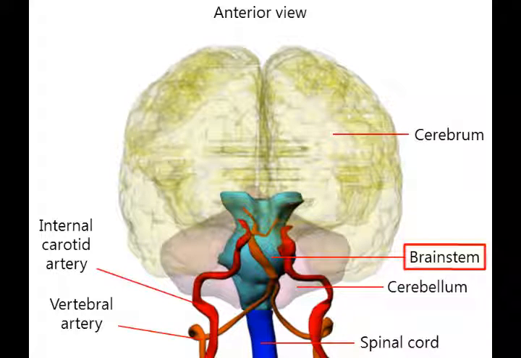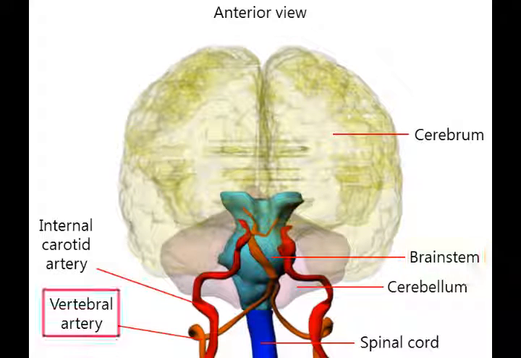You should not underestimate the importance of the brainstem because of its size. The vertebral artery and internal carotid artery, which support the cerebrum, cerebellum, and brainstem, are seen.